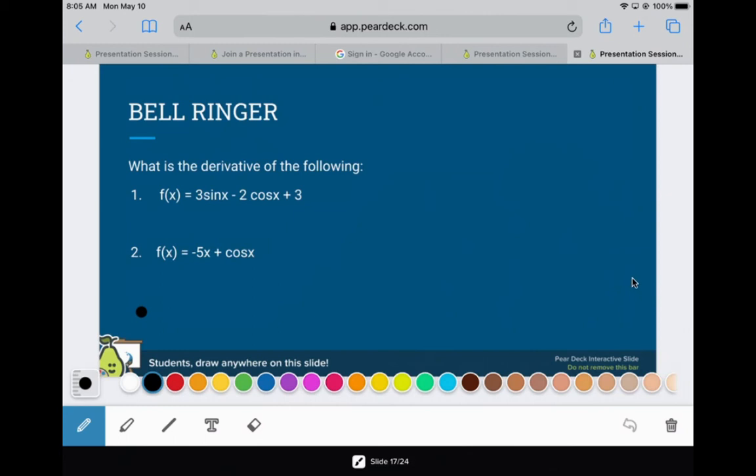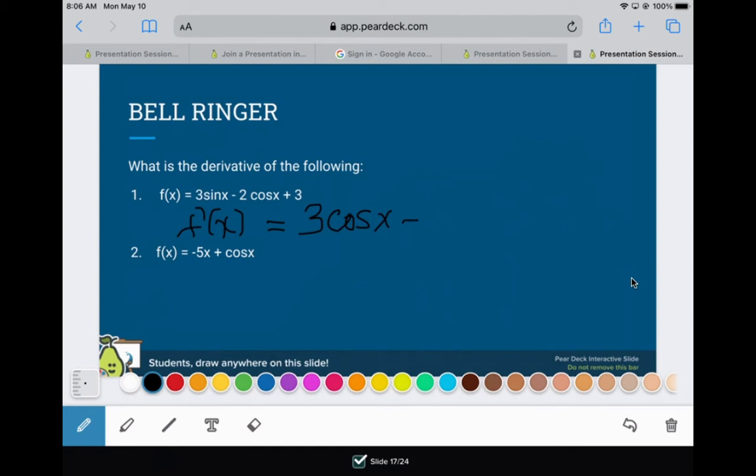Of sine. Okay. All right, so let's take a look. Let's review. So if I looked in here, the derivative of sine is cosine. So when you take the derivative, it's going to be f prime. Okay. The 3 will stay, but the sine will turn into cosine.